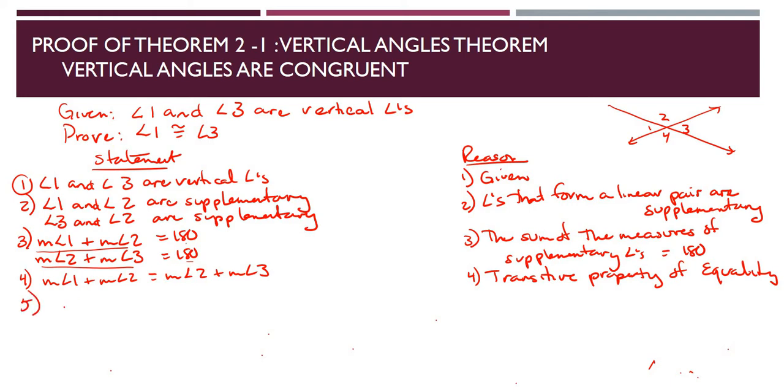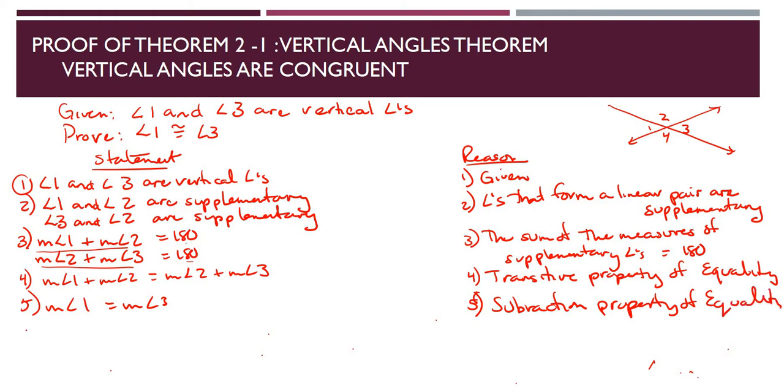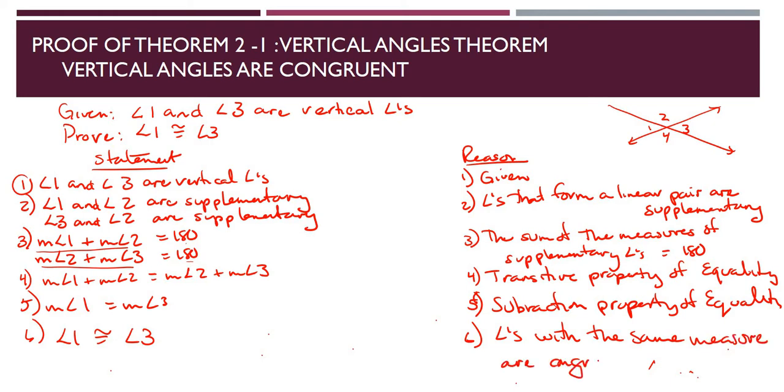And number 5, I'm going to subtract the measure of angle 2 from both sides. So the measure of angle 1 equals the measure of angle 3. That's by the subtraction property of equality. And finally, I'm going to therefore say that angle 1 is congruent to angle 3, and that's by the fact that angles with the same measure are congruent.